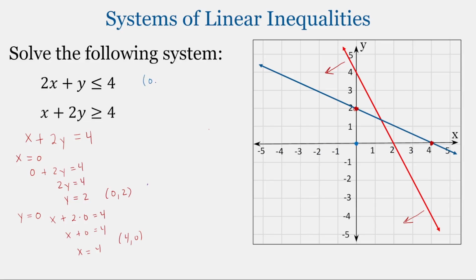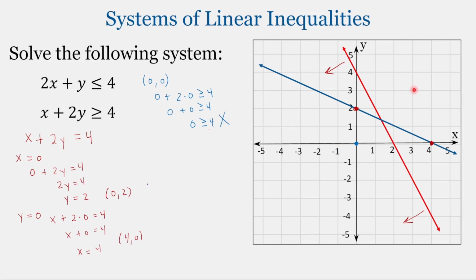So we're going to test 0, 0 on this second inequality. This is 0 plus 2 times 0 greater than or equal to 4. So we have 0 plus 0 greater than or equal to 4. 0 greater than or equal to 4. And that is not true. Process of elimination tells us that if it's not the side that contains 0, 0, it has to be the other side, but we're going to test a point over there anyway.